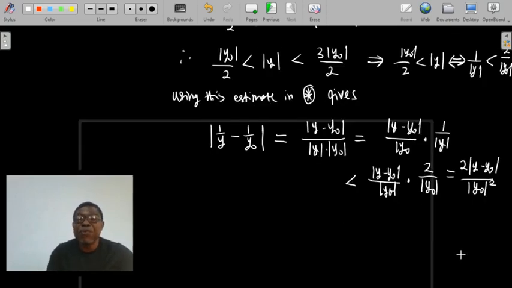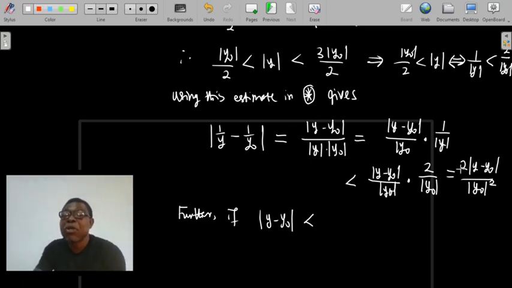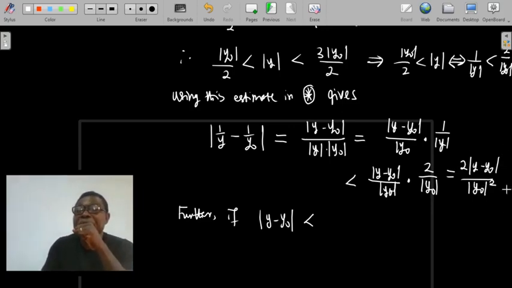Now, moving further, if absolute value of y minus y naught is less than, this is where I'll bring in the epsilon that will enable us to get what we are looking for. If absolute value of y minus y naught is less than, watch here, what I have here is 2 times absolute value of y minus y naught all over absolute value of y naught all squared. Now, I want the whole of here to be replaced with epsilon. So what do I need to do?